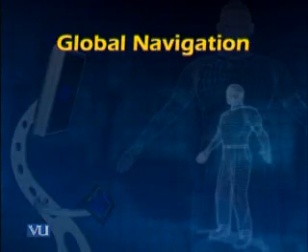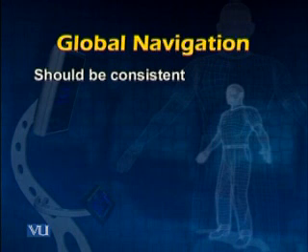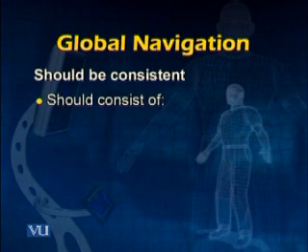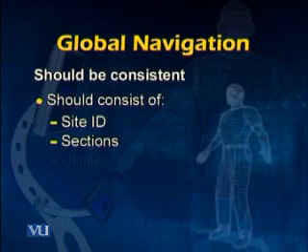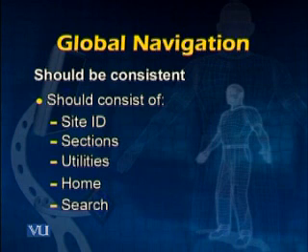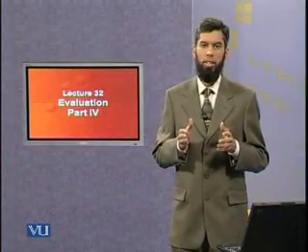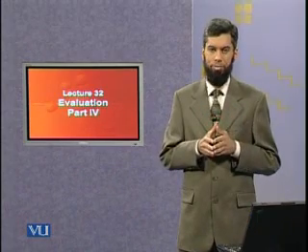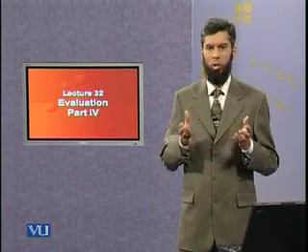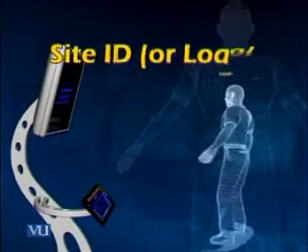So the global navigation system should be consistent, and secondly, should consist of certain elements, namely the site ID, sections, utilities, home, and search. तो जब आप एक global navigation system बनाएं, तो उसमें ये 5 elements ज़रूरी होने चाहिए. Now let's take a look at some examples of where and how they are used.